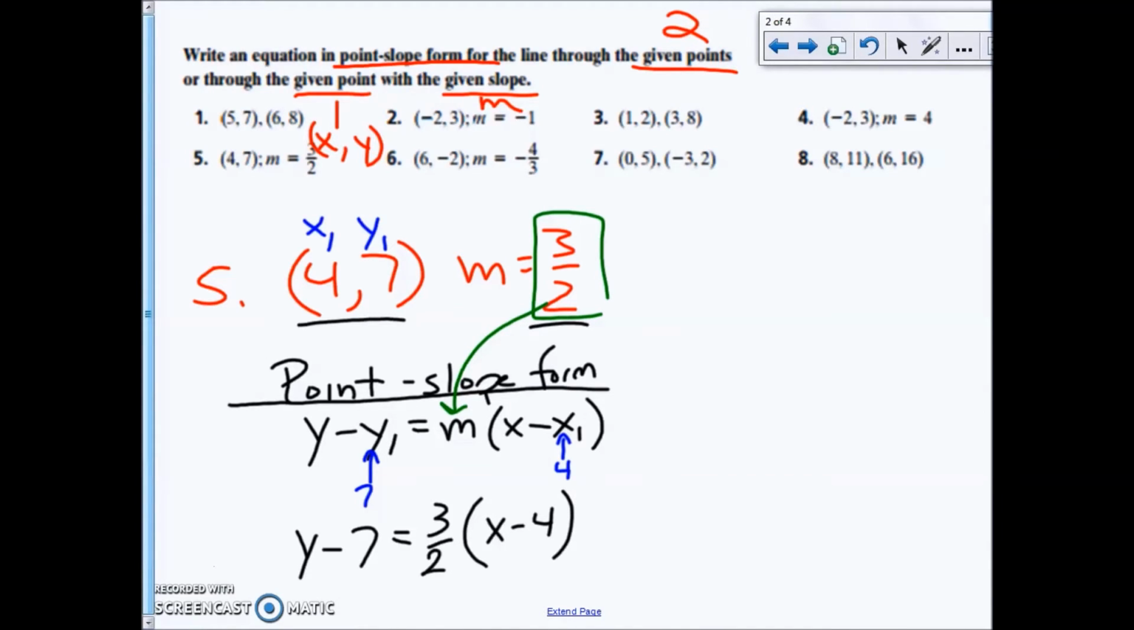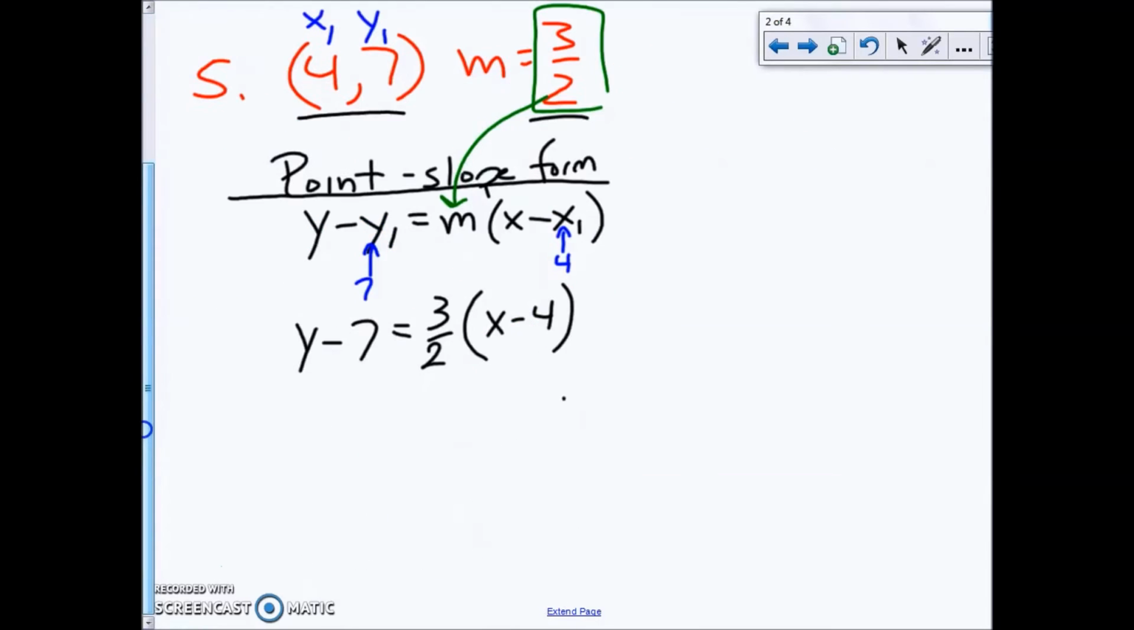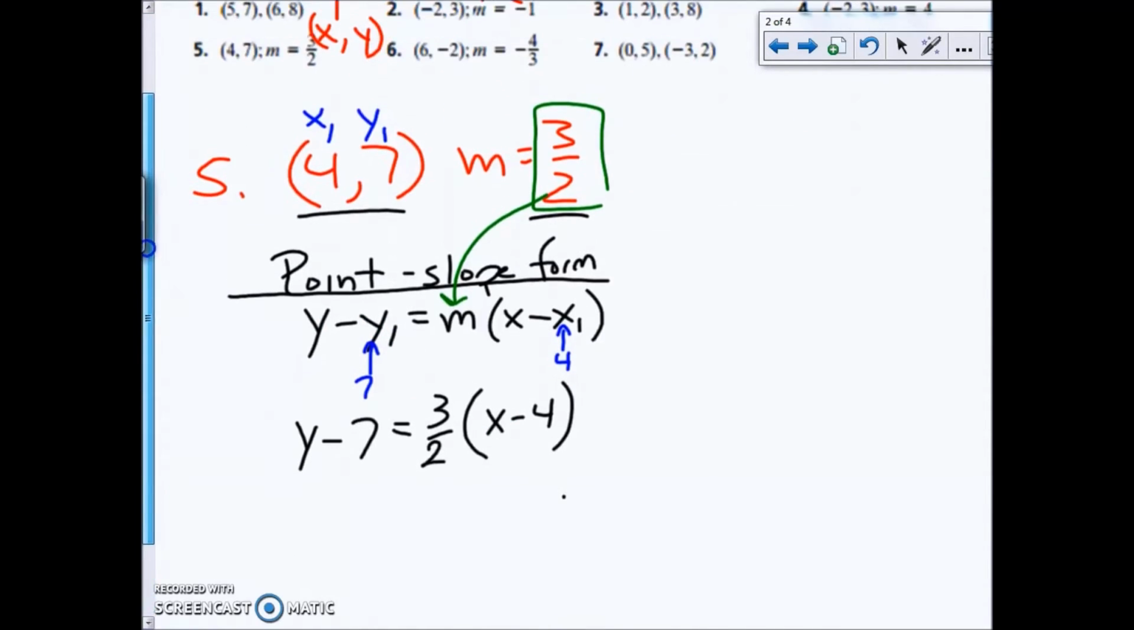And I'm done. That's really all I need to do. That is the equation of a line. You notice I still have my 2 variables, x and y, which I need. And that is the equation. However, most of the time we see that we're like, oh, wait a minute, but Mr. F, that doesn't look like a line. I'm used to a line looking like this.